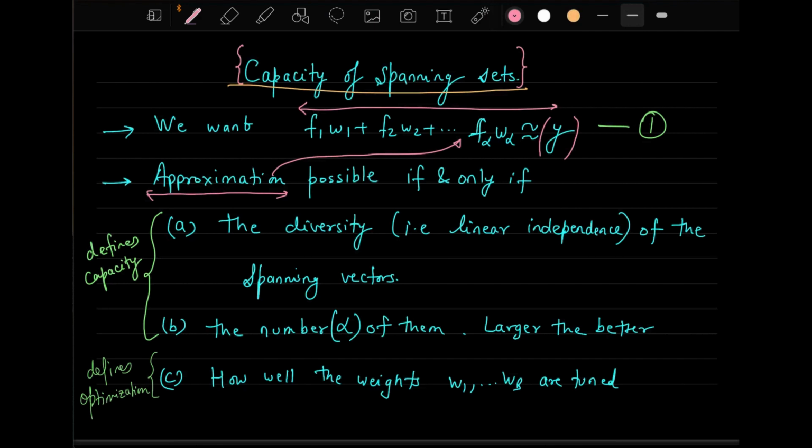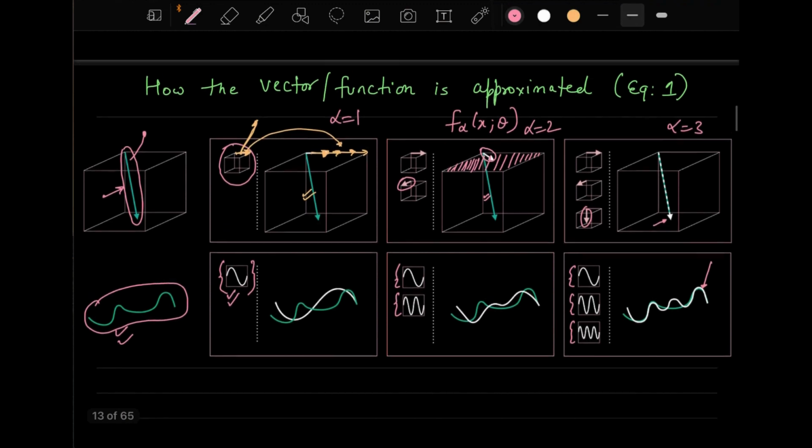The first possible way is diversity. The diversity of the spanning set vectors has to be increased. Diversity means the linear independence of these vectors. As you can see here, all these three vectors, 1, 2 and 3, are linearly independent. The more linearly independent the vectors are, the capacity of that particular neural network or model, that is m alpha x theta, will increase.